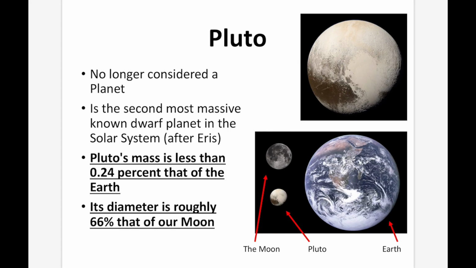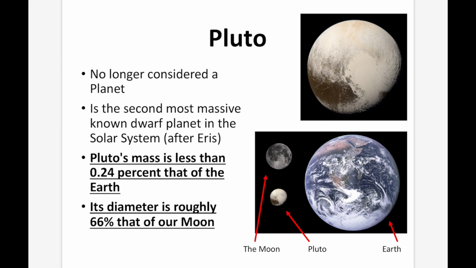Now, when I was in school, Pluto was considered a planet, and many textbooks still have Pluto as the 9th planet today. It was in the early 2000s that it actually got demoted and is no longer considered a planet. It's considered now a dwarf planet. And it's not even the largest dwarf planet. It's the second largest dwarf planet after Eris.